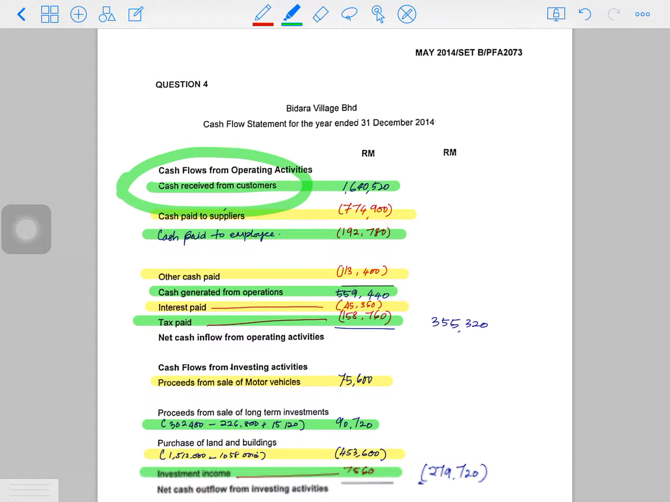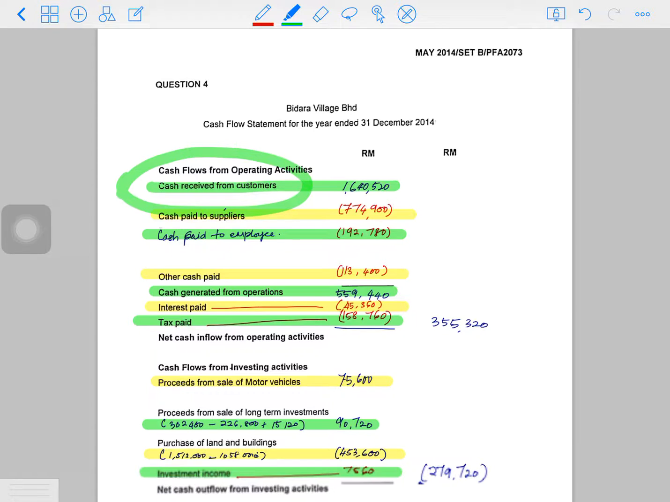I want to make something clear. I just started with a wrong procedure. You should settle the additional information first, instead of doing cash flow. Okay? You just settle the additional information first.